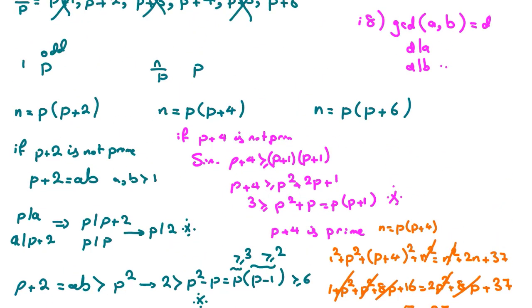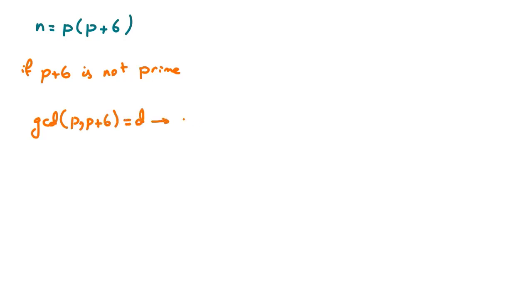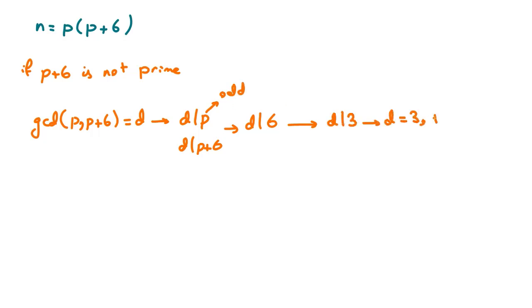One case is left. Again, let's focus on this part. Okay, now I want to consider p plus 6. If p plus 6 is prime, then it is 6-ish number. If it is not prime, then we consider GCD of p and p plus 6, for example, equals d. So d divides p plus 6. D divides the difference, 6. But we know p is odd, so d is also odd because it is a divisor of that. D divides 3. So d is 3 or 1.